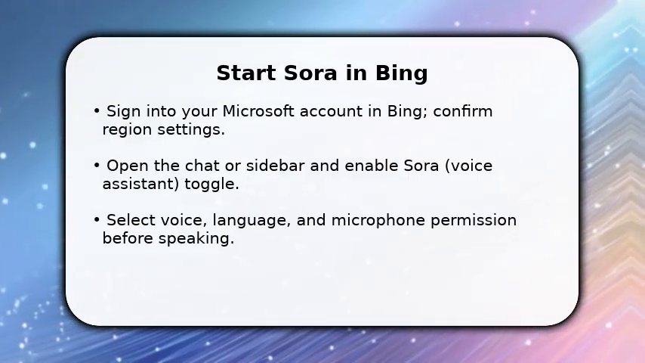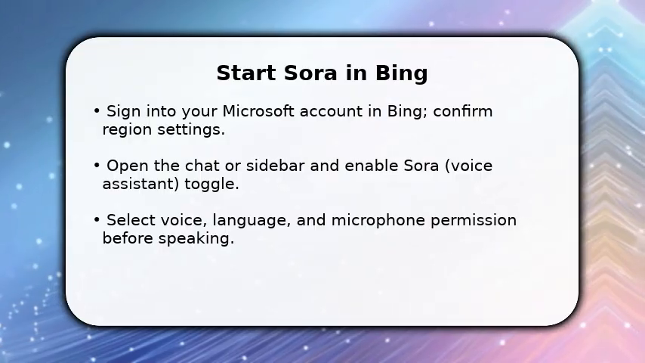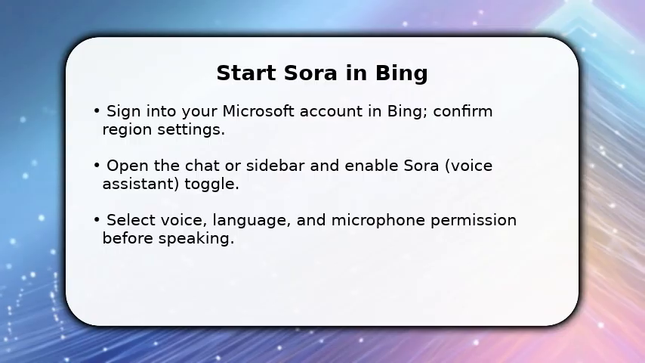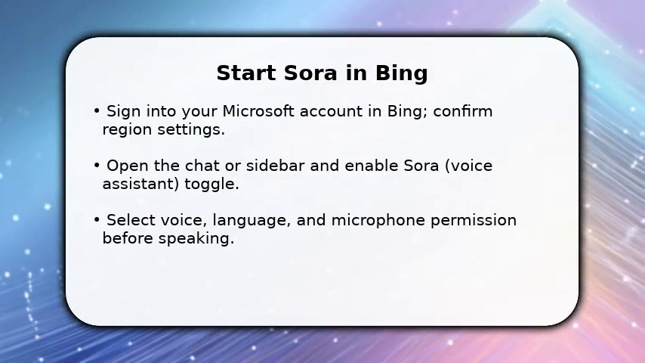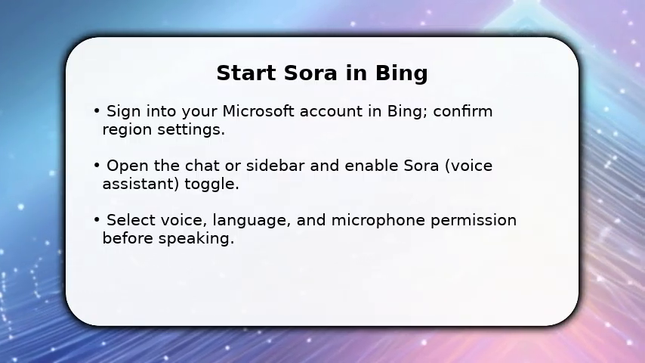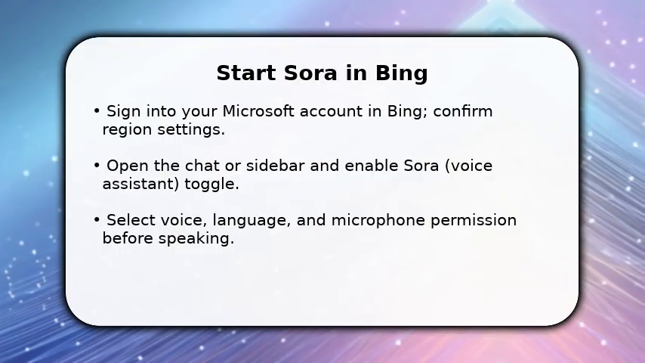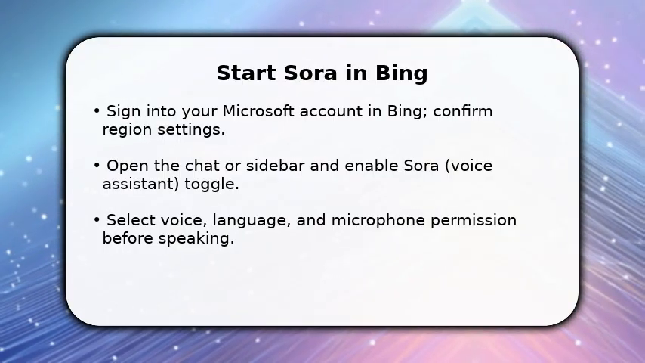You sign into Bing with your Microsoft account, then open the chat or sidebar and enable Sora immediately. Once enabled, grant microphone access and pick a voice and language so responses sound natural. Now, type or speak a clear initial prompt describing the task, include context and desired format.